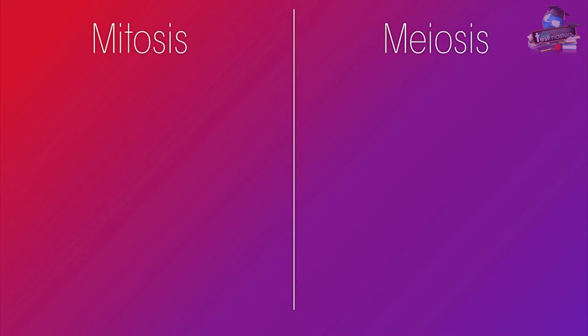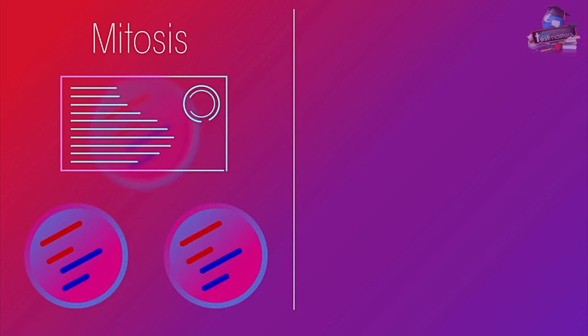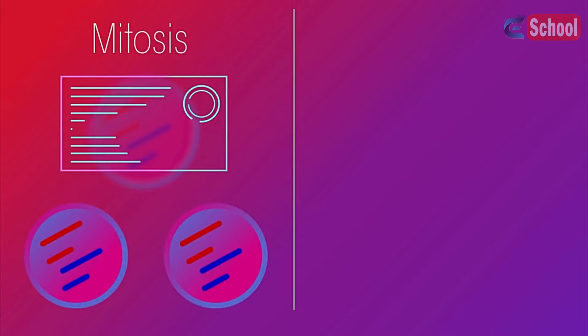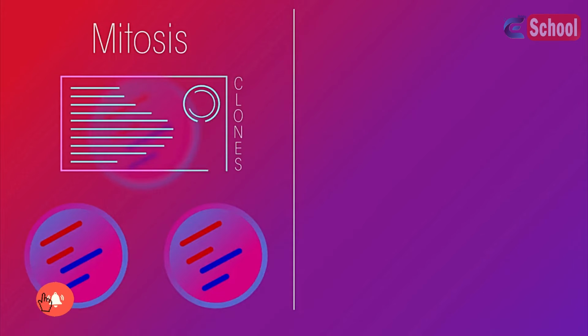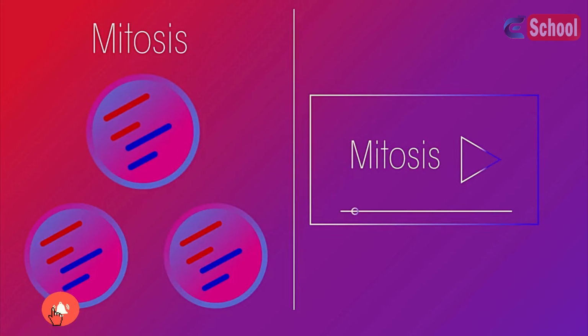First, it's good to know that there are two types of cell division processes. The simpler one is mitosis, which produces two identical cells with exactly the same genetic information. You can think of them as clones of each other. And to find out more, why not look at our videos about mitosis?